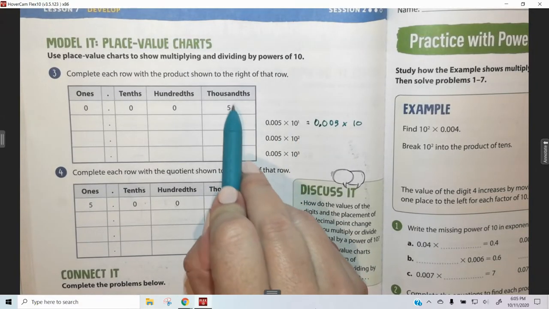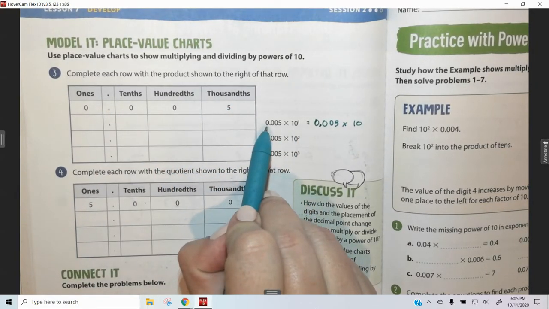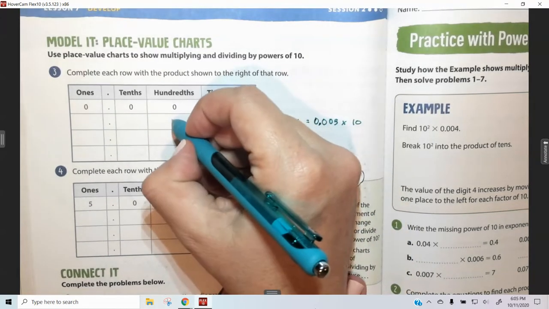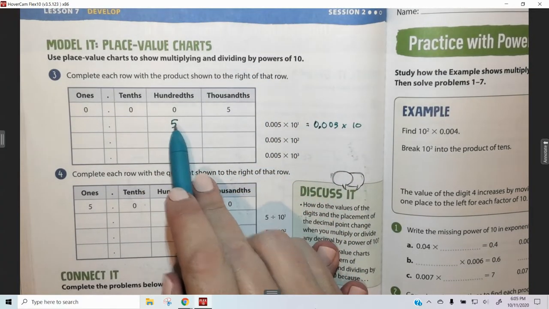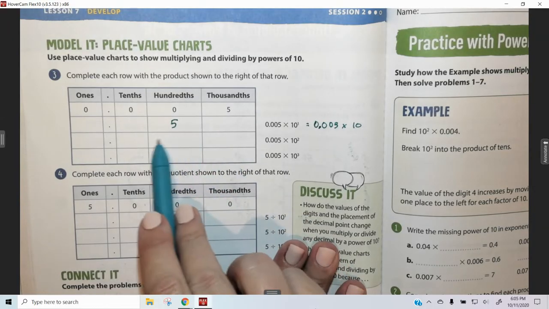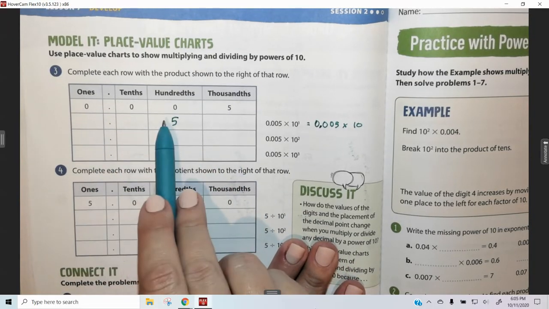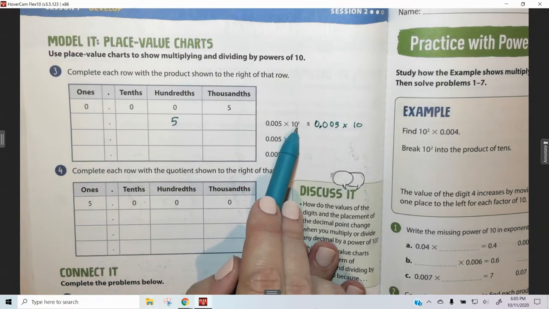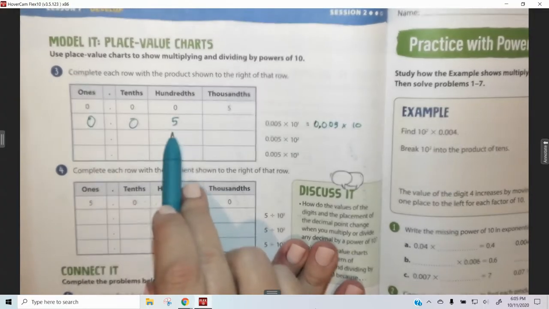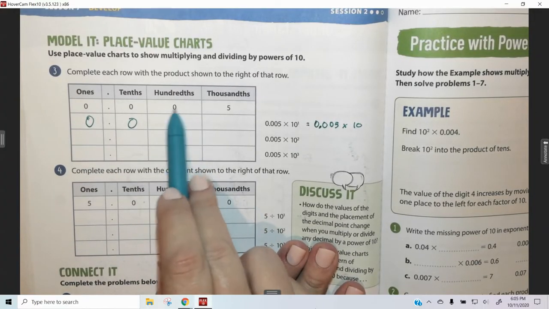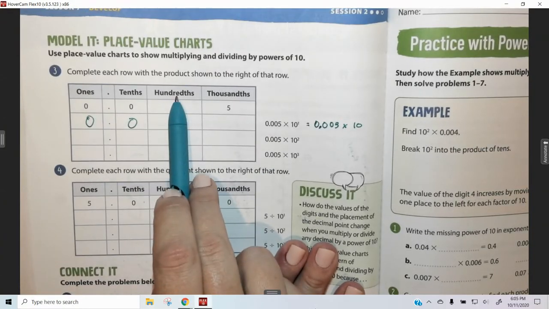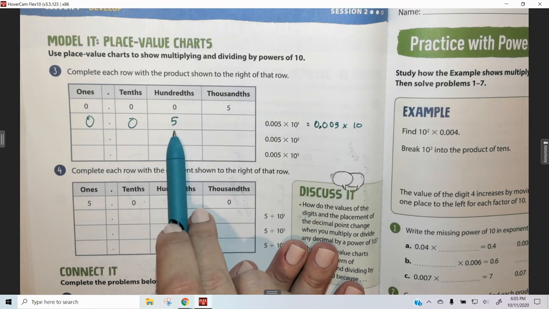So this 5 that's starting here, because we have 5 thousandths times 10 to the first power, this 5 is going to shift over 1 place because we moved over 1 power of 10. Remember, every time you move, that is 1 power of 10. So 5 thousandths times 10 to the first power equals 5 hundredths. Remember that in the place value chart, wherever that last digit is, that's the word that corresponds with the number.